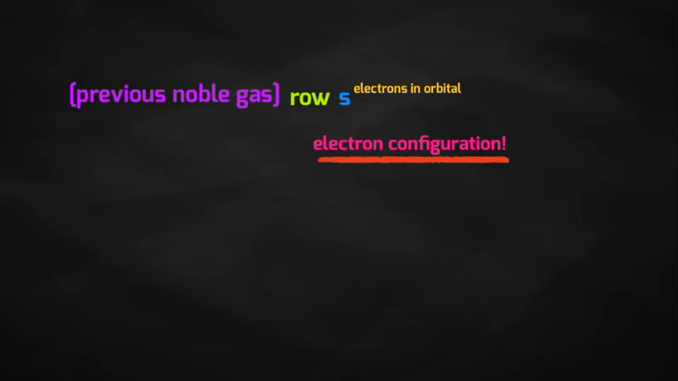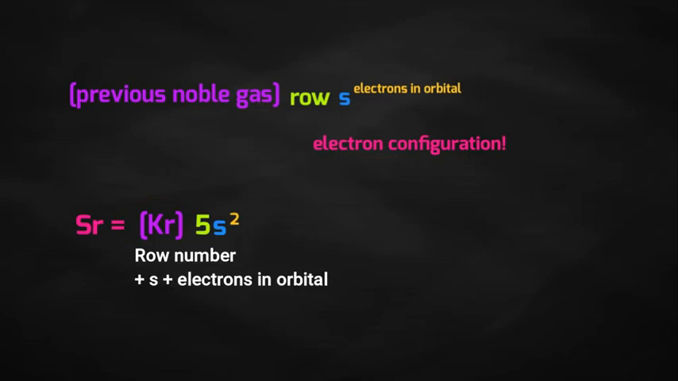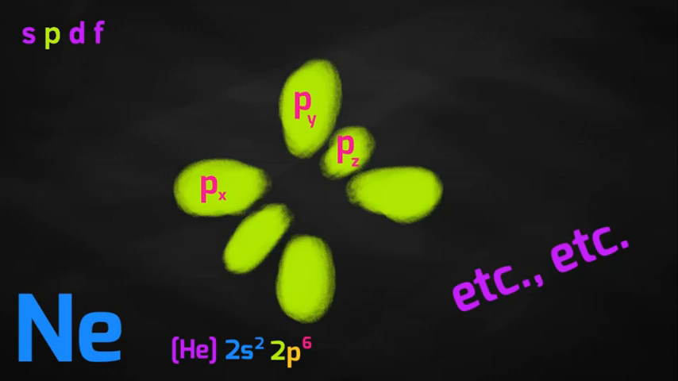There is a shortcut for writing AOs. You can write the name of the last noble gas in square brackets, then follow up. For example, the AOs of strontium can be written as [Kr] 5s2. P orbital comes next. Boron has orbitals [He] 2s2, 2p1, carbon [He] 2s2, 2p2, all the way up to neon, which has [He] 2s2, 2p6.